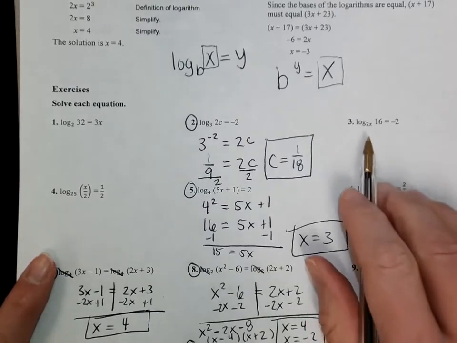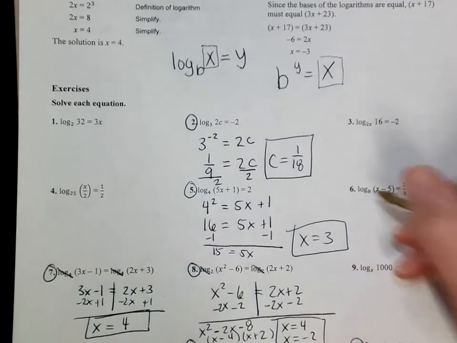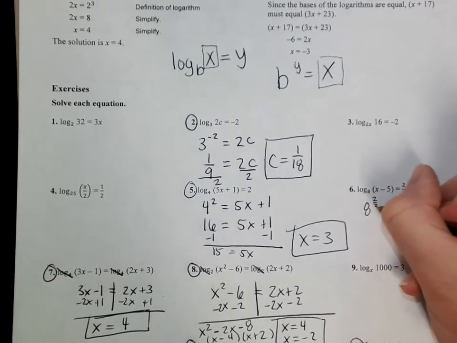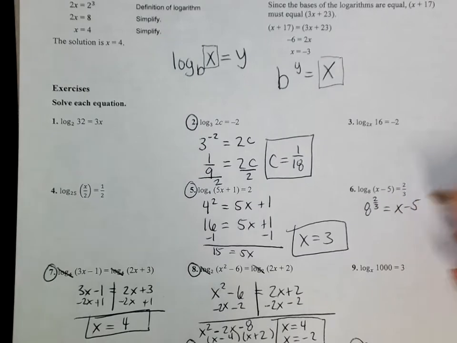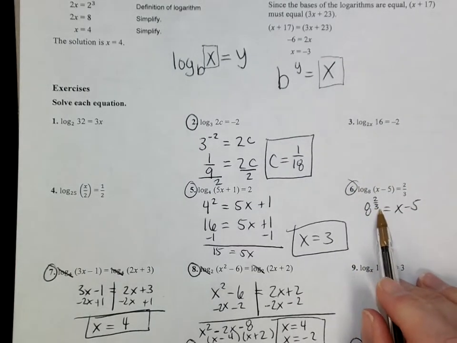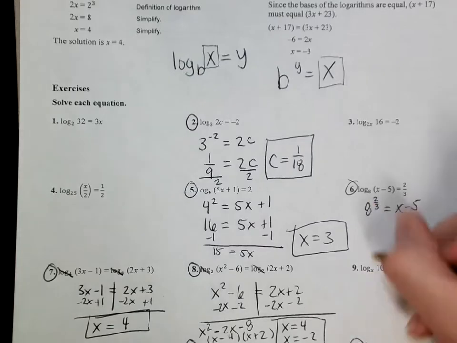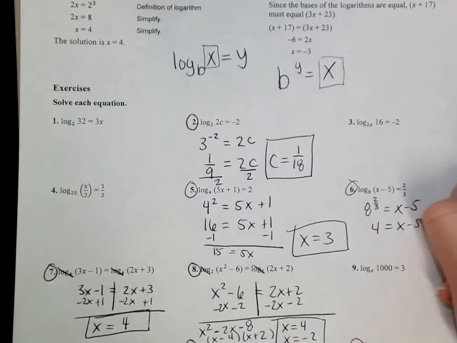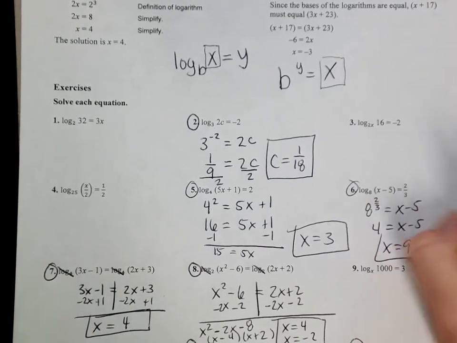This one right here. If I rewrite this, that's 8 to the 2/3 power equals x minus 5. Well, the first thing you're going to have to do is remember what 8 to the 2/3 power is. That means the cube root of 8 squared. So that's 4 equals x minus 5. That should give you x equals 9.